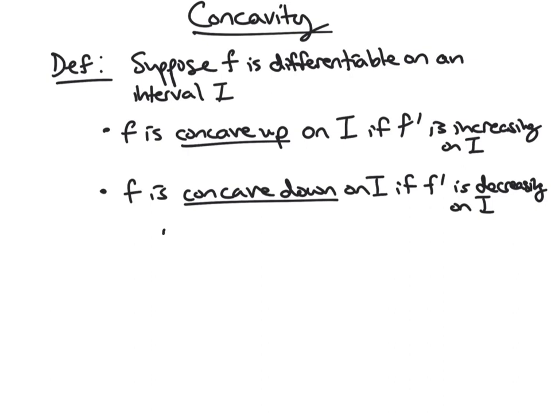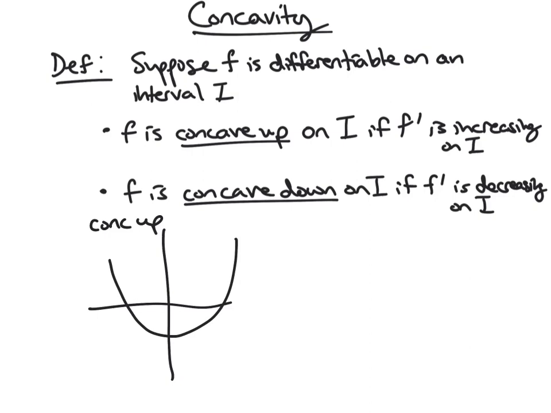What's going on geometrically? In the case where we are concave up, so this would be something that's concave up. Why? Well, what's happening with our tangent lines? f prime should be increasing. Well, f prime is the slope of my tangent lines. So if I look at these tangent lines, what do I notice about these slopes? I'm going from big negative to a little less negative to zero to small positive to steep and thus bigger positive. So we're seeing f prime increasing here because the slopes of my tangent lines increase.